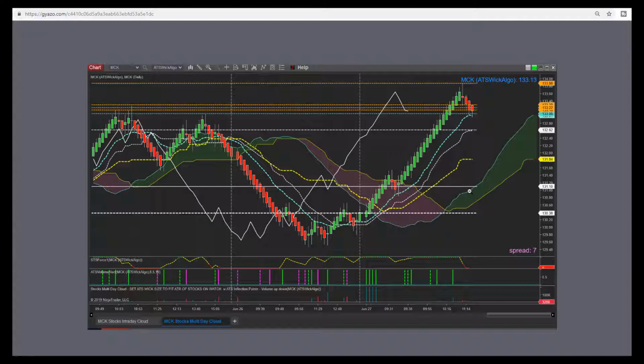And look at what we have here. Again, we're on our day cloud. We're running daily inflection points on this chart. So you broke out. This was the prior day's inflection point. It opened at it and held it. That's where we created the inflection point from the day before.